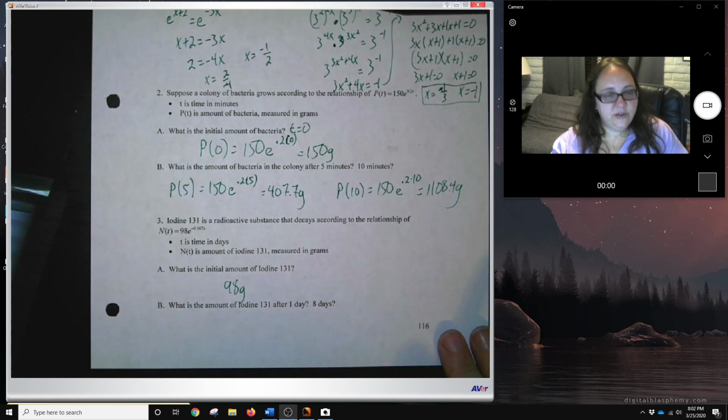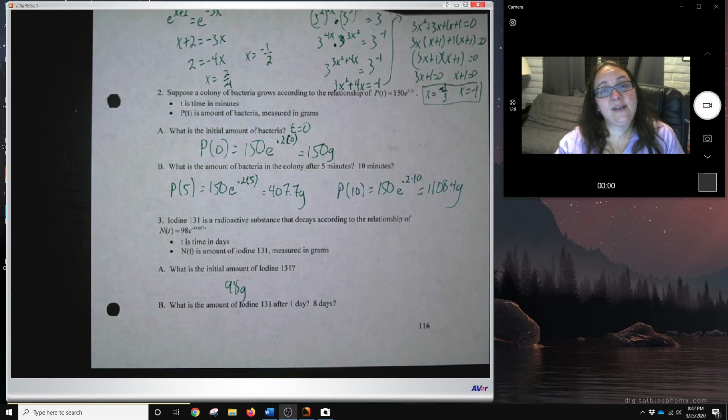Okay, so that is our introduction to exponential functions. We're going to circle back and talk about them again a little bit later in the unit. But for now, you are ready to do your first homework in Unit 4.